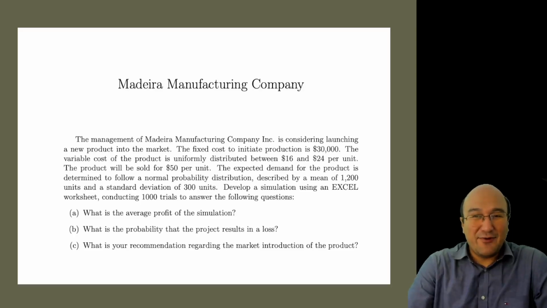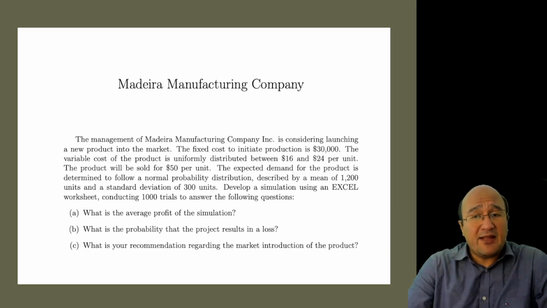Hello everyone, we are going to do a Monte Carlo simulation by using this case study. So let's read. Madeira Manufacturing Company. The management of Madeira Manufacturing Company is considering launching a new product into the market. The fixed cost to initiate production is $30,000. The variable cost of the production is uniformly distributed between $16 and $24 per unit. The product will be sold for $50 per unit.